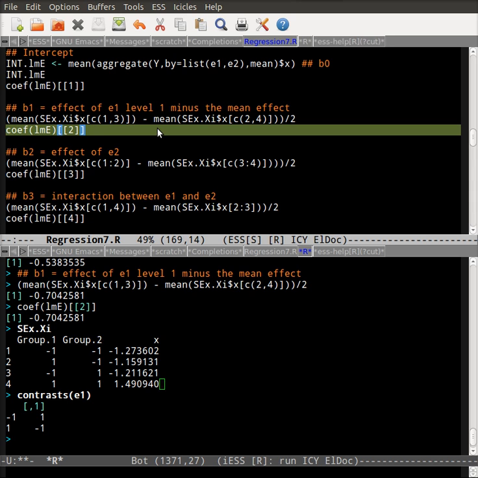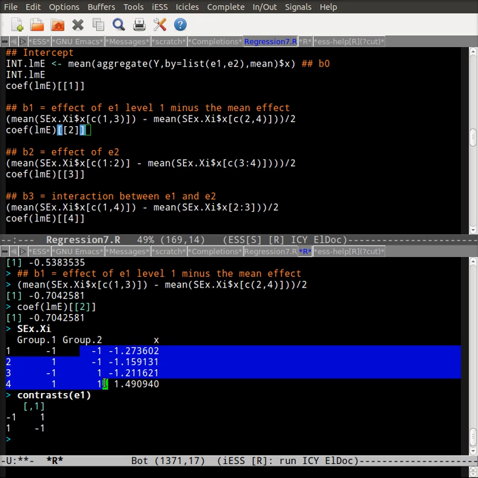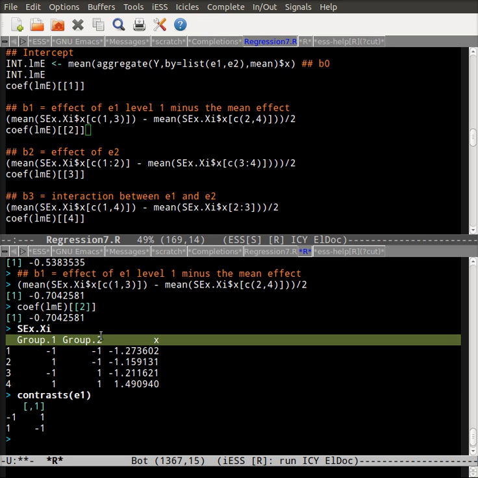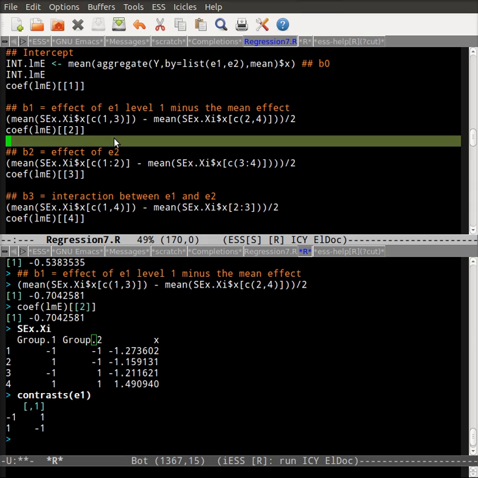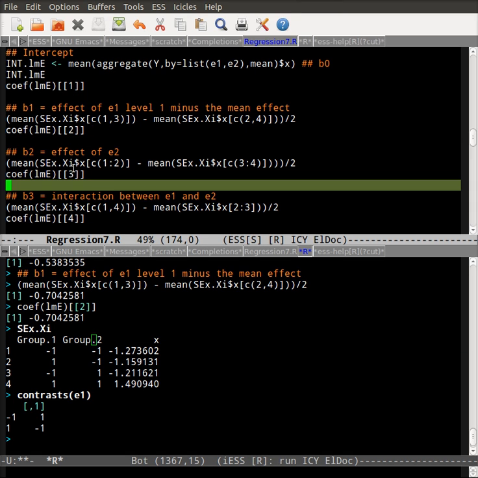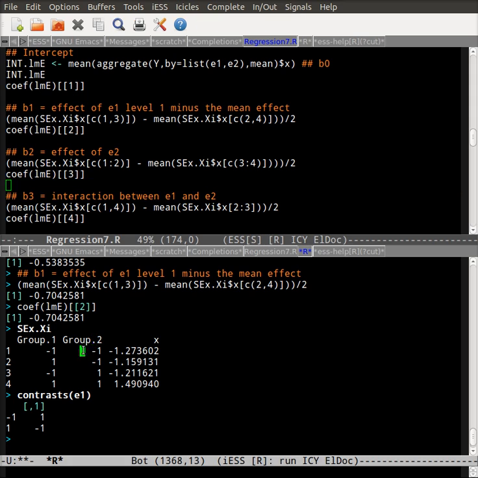whatever category was coded as 1 and -1, and we have to take into consideration what that effect is when we take away the mean effect. And the mean effect is we have to take away the effect for E2. Okay? And that effect for E2 is in this second column here. Similarly, for B2, we're going to take the effect here.